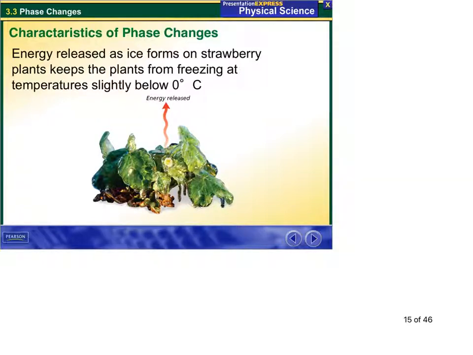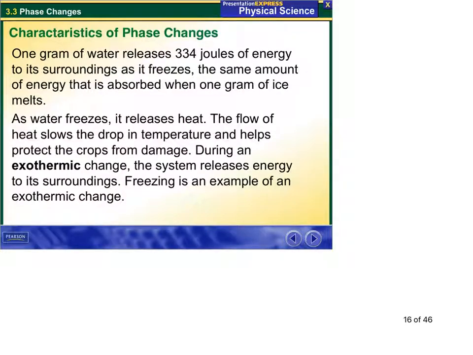Energy is released as ice forms on the strawberry plants from freezing temperatures slightly below 0 degrees Celsius. Actually, we'll spray water on plants to protect them if the temperature drops down to freezing. So as water freezes, it releases heat. The flow of heat slows the drop of temperature and helps protect the crops from damage. And then we've got an exothermic change. The system releases energy. Freezing, exothermic.